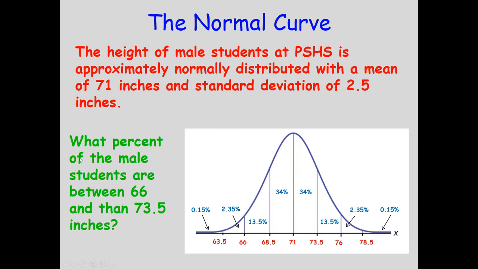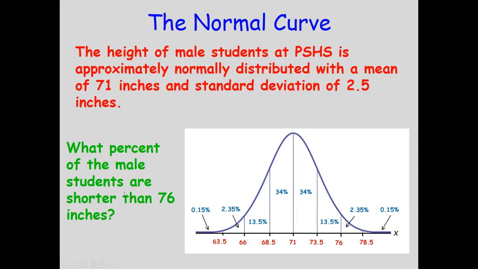The next question says, what percent of the male students are between 66 and 73.5? So I'm going to find 66, and then I'm going to find 73.5, and I'm going to add these three numbers up that are in that region. So 13.5% plus this 68 in the middle. I think it's 81.5. Yeah. Nothing scary. It's fine.